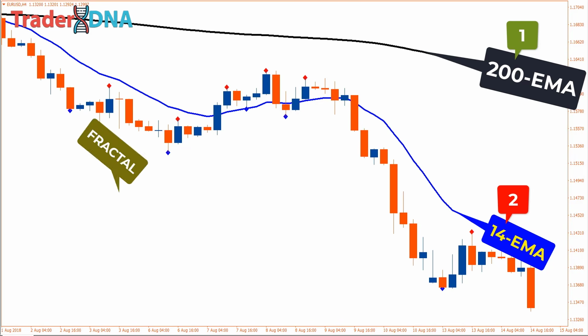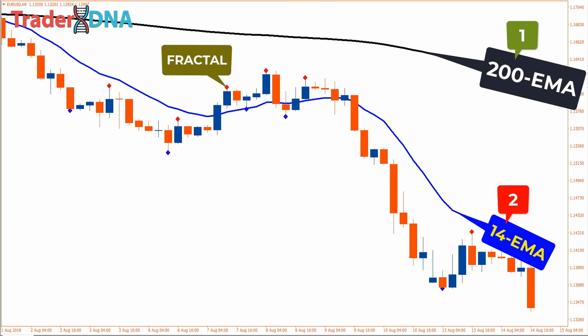Step 3, now add the Fractals indicator. You'll start seeing little arrows pop up. Those arrows, they're gold. They show you potential turning points. But wait, it gets even better.